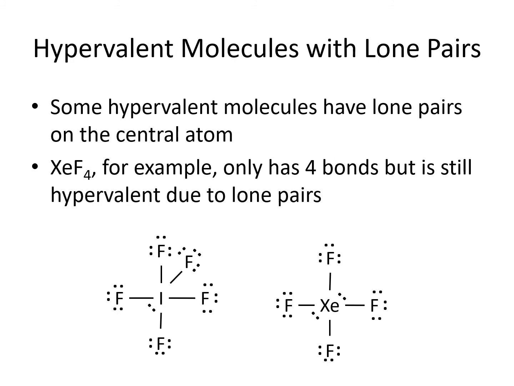For other molecules, drawing the Lewis structure will be the only way to find out that it is hypervalent. That is because there can be lone pairs on the central atom, which are not apparent from the molecular formula alone. IF5 and XeF4 are examples of hypervalent molecules that contain lone pairs on the central atom. Both molecules have 12 electrons on the central atom.